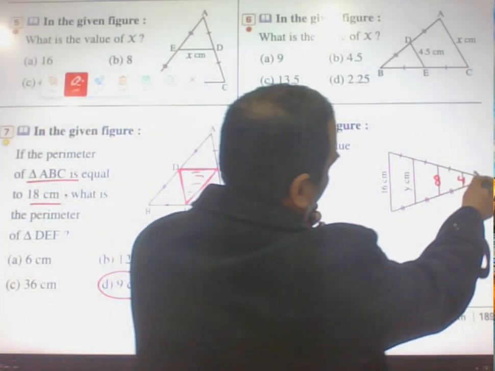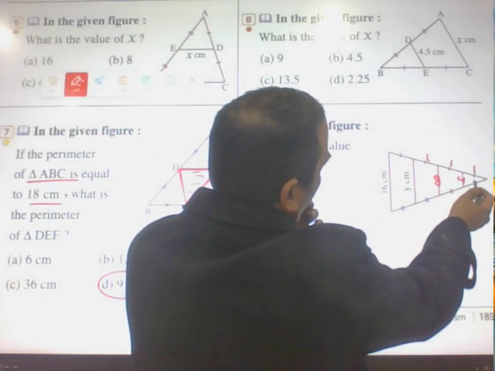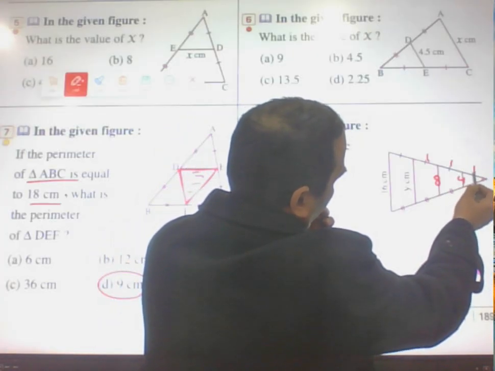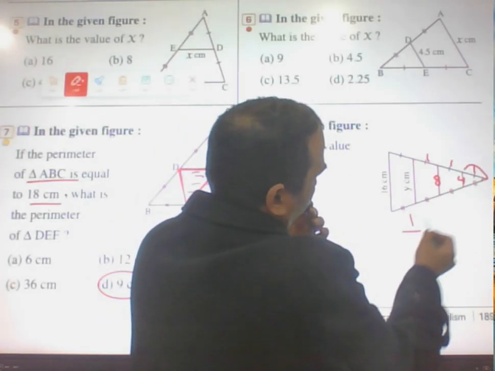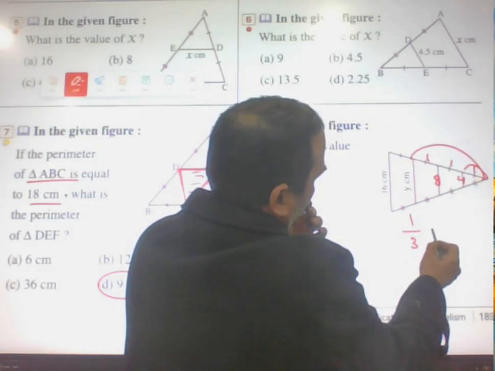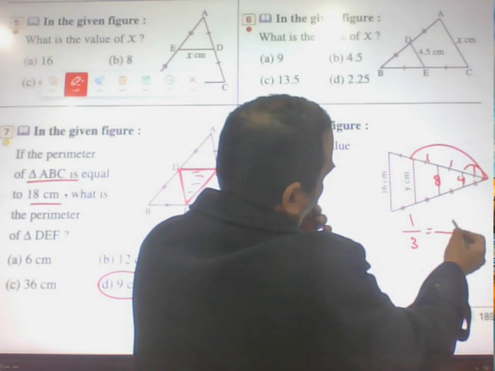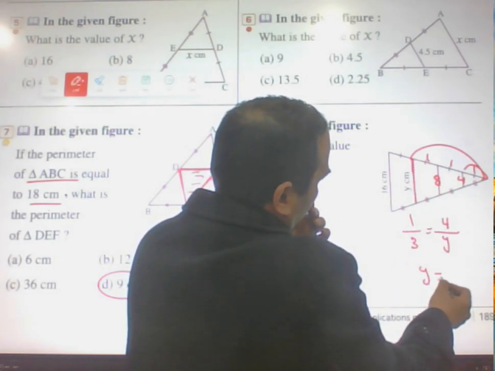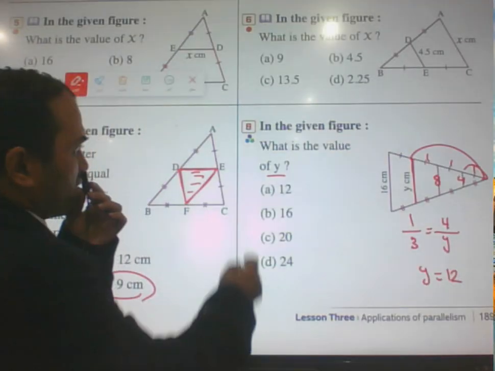Okay, the ratio here we have one part, one part, one part. Then, if we choose a small triangle like this, 1 over, here we have 3 parts. Okay, 1, 2, 3. It's equivalent to the base here, 4, over the base of the biggest, it will be y. Then y equals 3 times 4 equals 12. The result will be letter A.